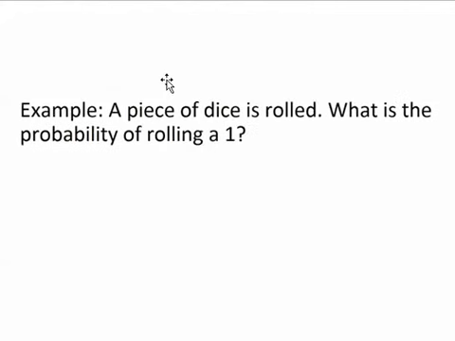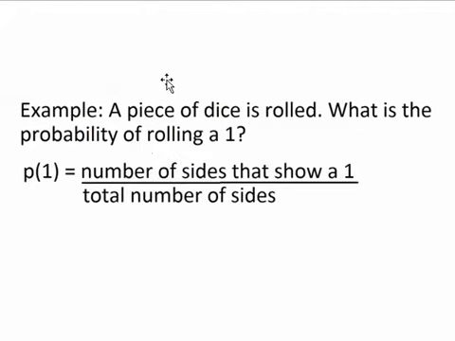I also have some examples of some dice probabilities. If you roll a piece of dice, the probability of a 1 is 1 over 6, because there's 6 sides to the piece of dice, and 1 out of 6 sides show a 1. So the answer is 1 over 6. Or if you divide 1 by 6, this is the decimal answer.